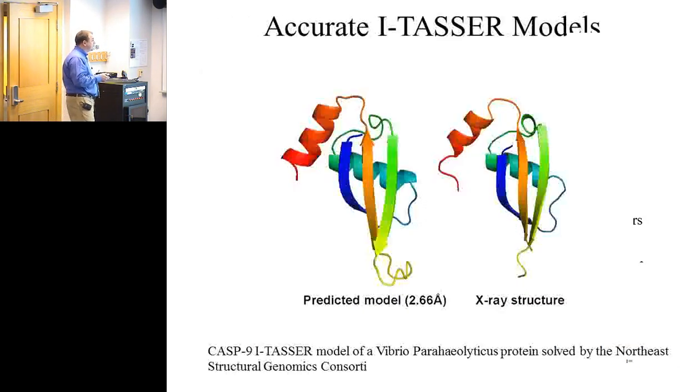This is an accurate I-TASSER model that was generated in the Cas9 competition from Vibrio parahaemolyticus, and it was solved by the Northeastern Structural Genomics Consortium. Give you an idea on the ability to predict structures. So these are blind tests, and they don't know what it's going to look like. They don't know what the actual structure looks like until they finish the contest out.